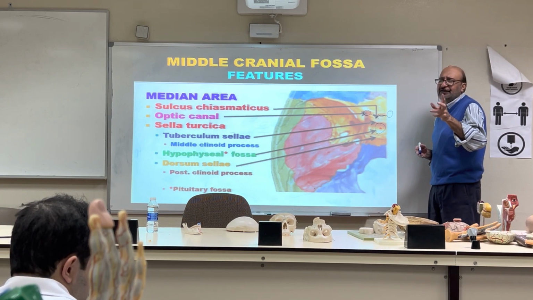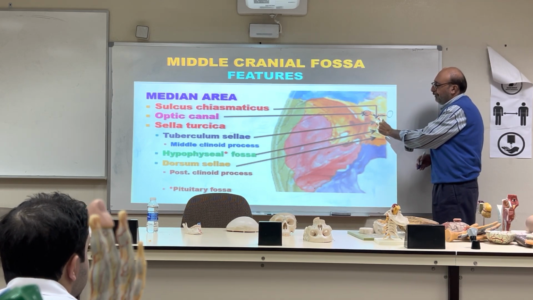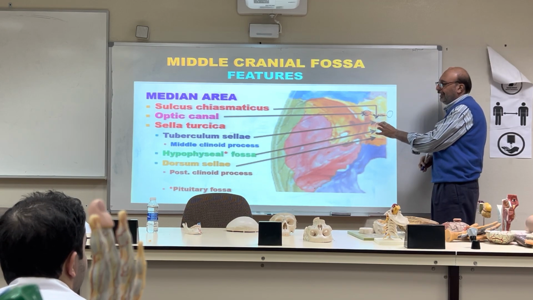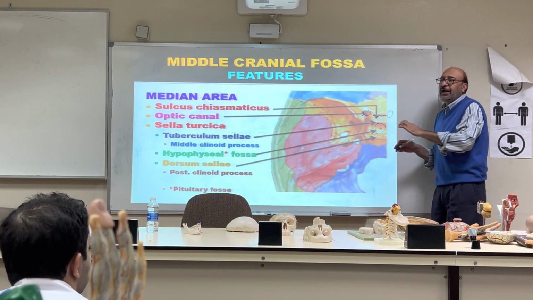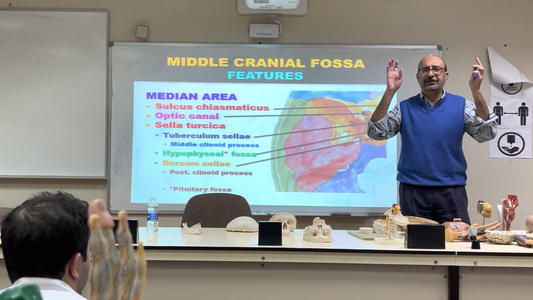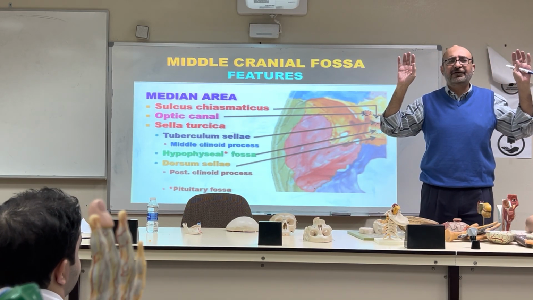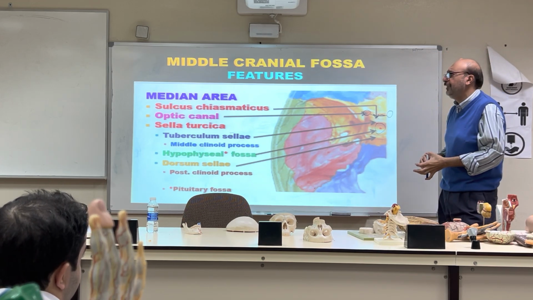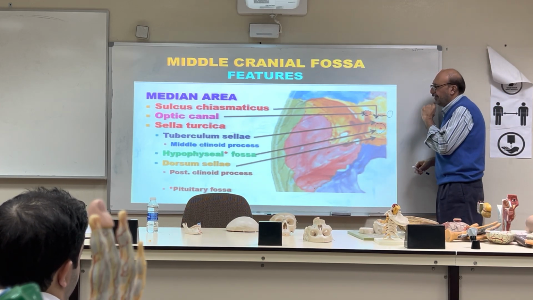And remember always that this chiasma is in very close approximation of the pituitary gland. Any enlargement in the pituitary gland is likely to compress on the chiasma, and there is bitemporal hemianopia. The two lateral sides of the vision are going to be affected. Bitemporal hemianopia. This is number one.